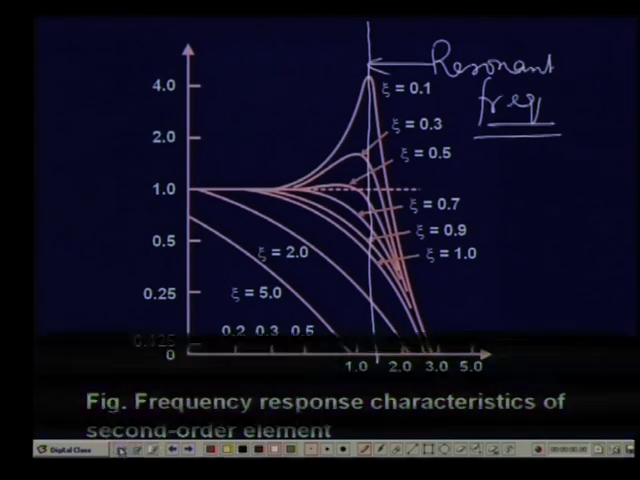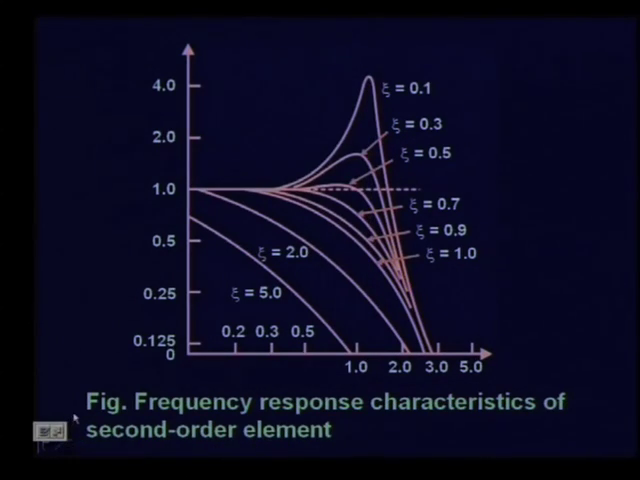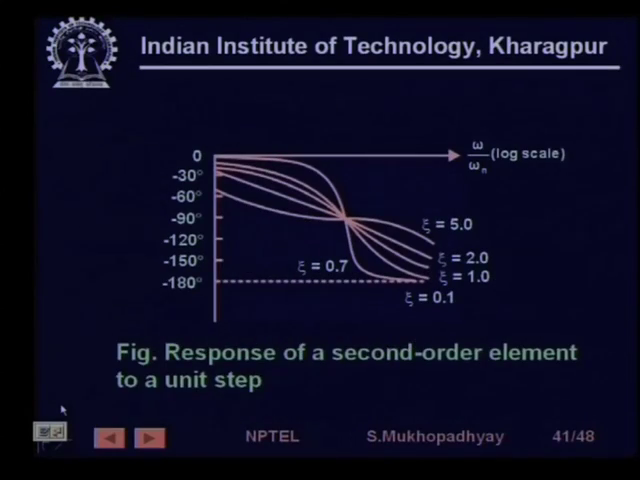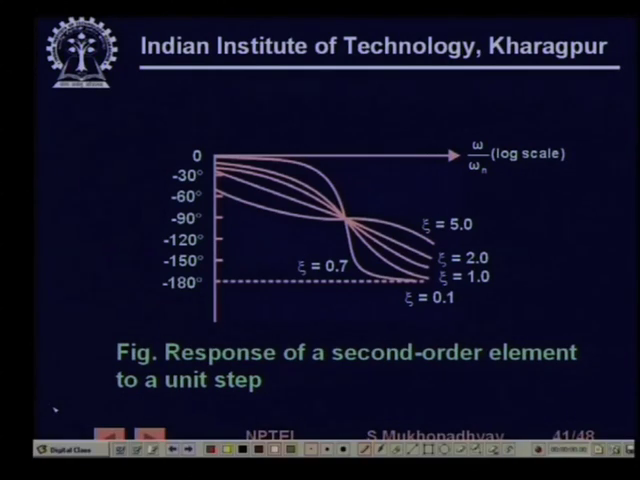Similarly, if you see the phase, the phase plot looks like this again with frequency. Towards low frequency the phase tends to stay small, and as frequency increases, the maximum phase that can occur is 180 degree. So, these are the phase lags.